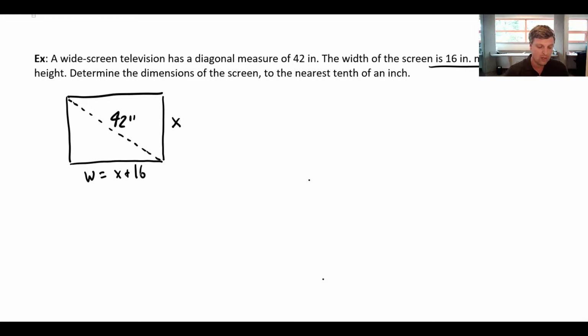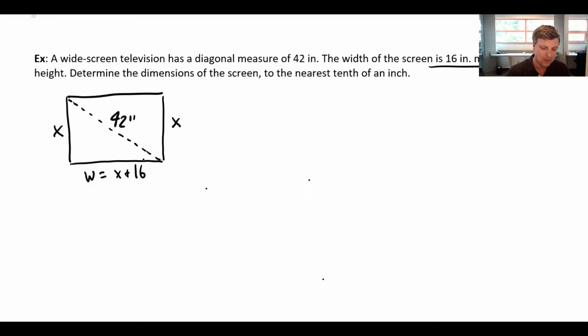And what do I know? Well, I know these two sides are x and these two sides are x plus 16. And now we have to start to think about what equations can we use that apply to this situation right here. For example, I know the area of this rectangle would be the length times the width, but I don't know anything about the area, so that's not really going to help me here. What I do know is the diagonal of the TV is 42 inches across.